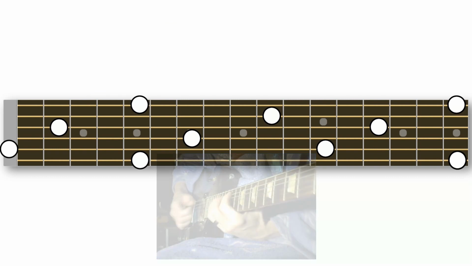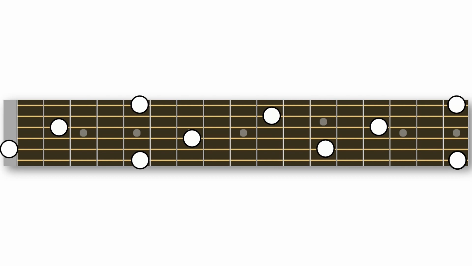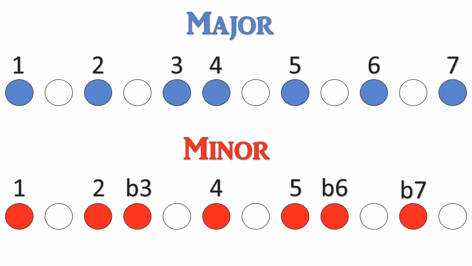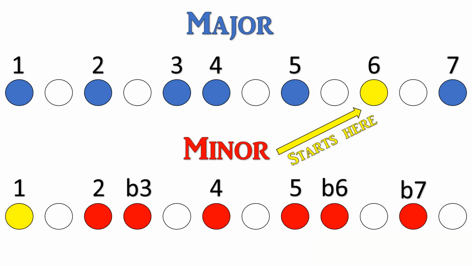Now we can look at this pattern in context of the major and minor scale. The major and minor scale follow the same pattern of whole steps, or 2 frets, and half steps, 1 fret, only starting from different spots in the sequence.